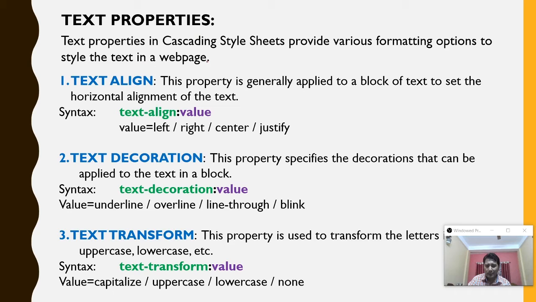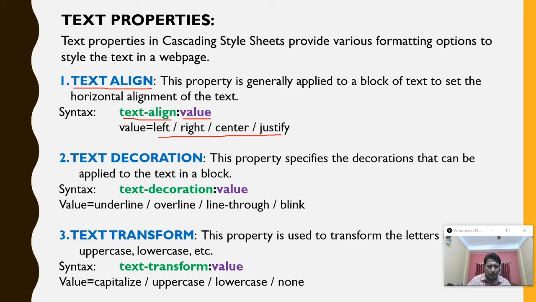Basically, the text properties are used to give formatting options to the text in the web page. The first text property is text-align. The text-align property is used to align, or shift, the text to different places, such as left, right, center, and justify. This is the syntax for text-align: text hyphen align, colon, followed by the value. You can use different values according to your need.